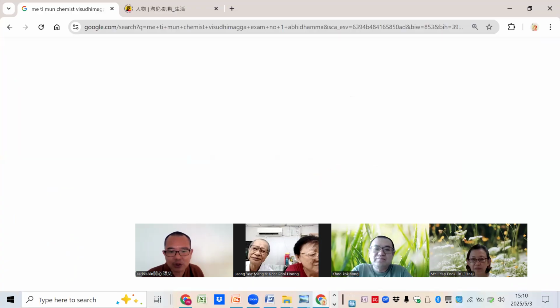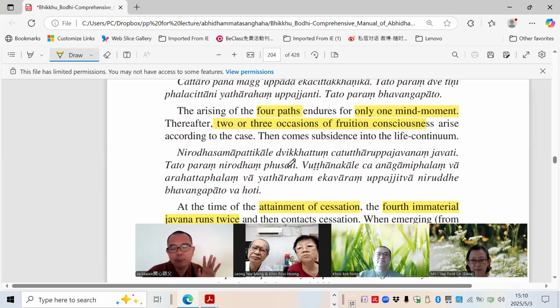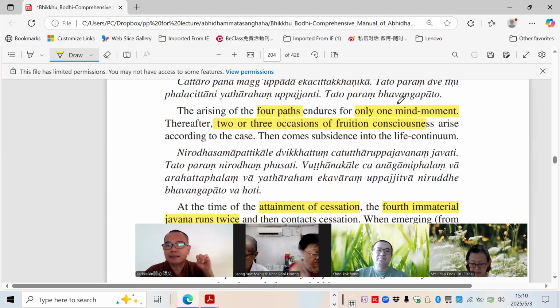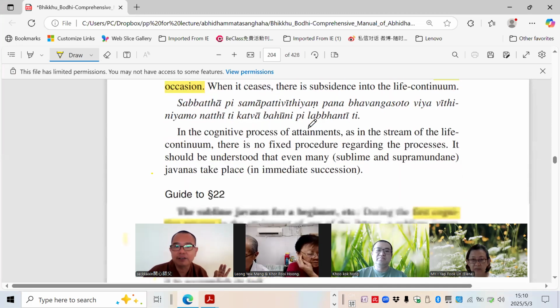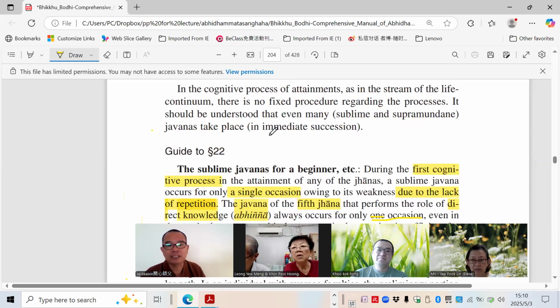Okay, class, let's take a look. We go back to the Abhidhamma again. Here you see the four paths: Sodaban, Sadagagami, Anagami, and Arahan. Only one mind moment is good enough already. Then the version begins with the 2 or the 3. You see, attainment of cessation. Class, the cessation meaning to say is Nirodha Samadhi. Then you say for an Arahan it arises for a single occasion, a single thought only.